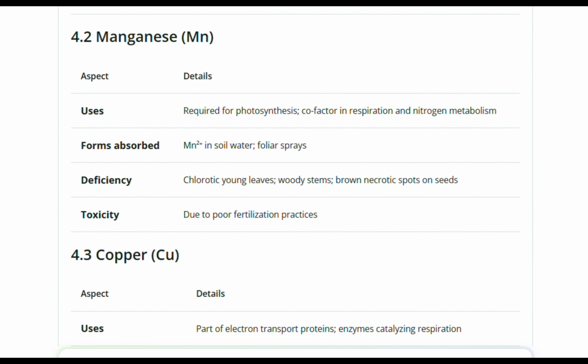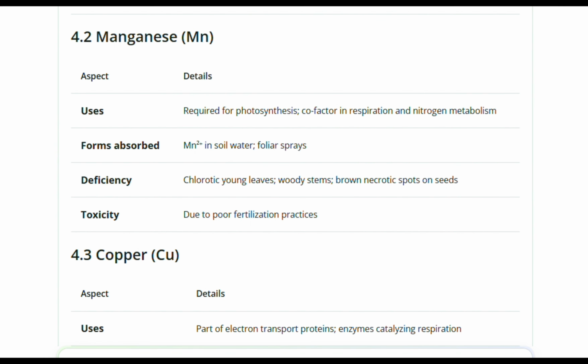Yeah, it's the same form. Deficiency, similar to chlorosis: young maize leaves will be yellow and stunted, with reduced growth in apples. So it will result in chlorotic young leaves, woody stems, brown necrotic spots on seeds, right?